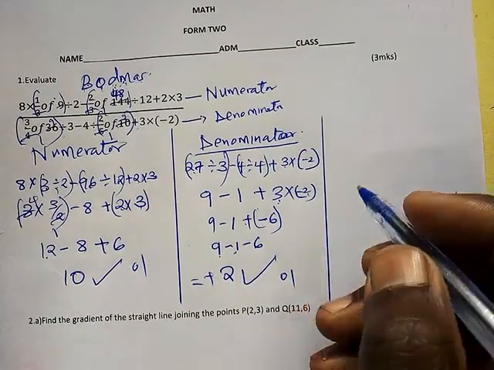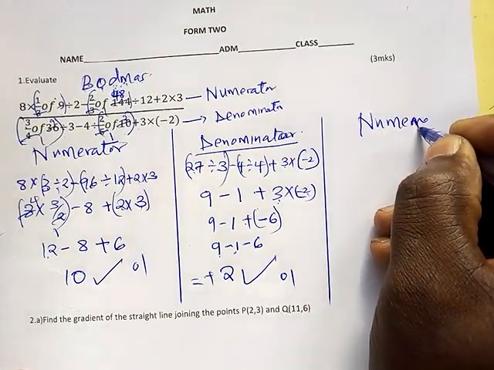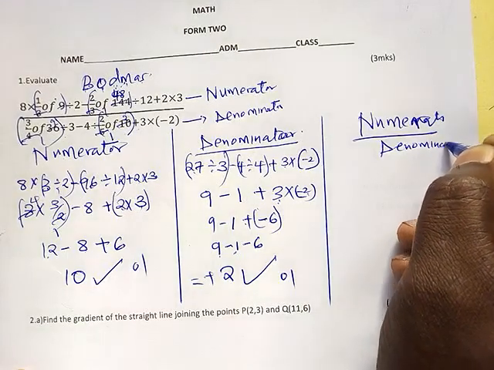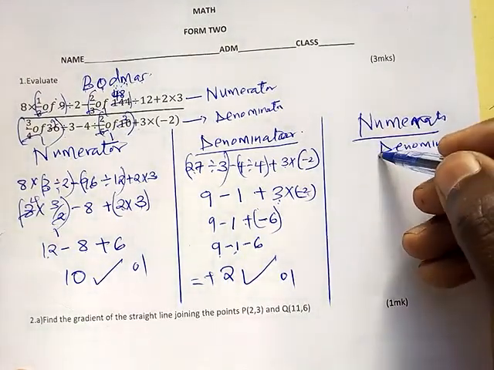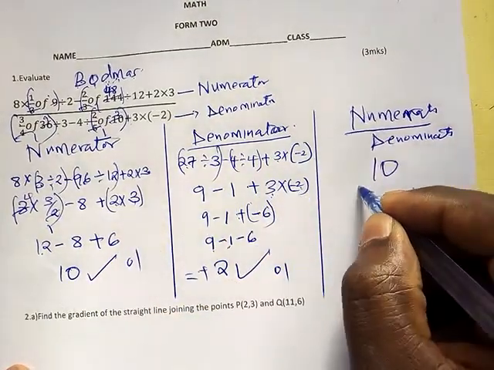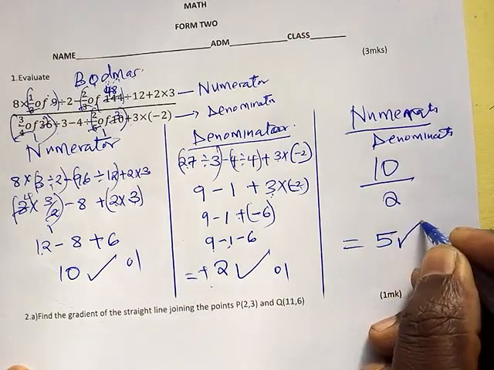The third mark now comes where we divide the numerator by the denominator. You don't have to write this, but I'm just showing you. So now we have the numerator 10 divided by the denominator 2, and the final answer is what? 5.